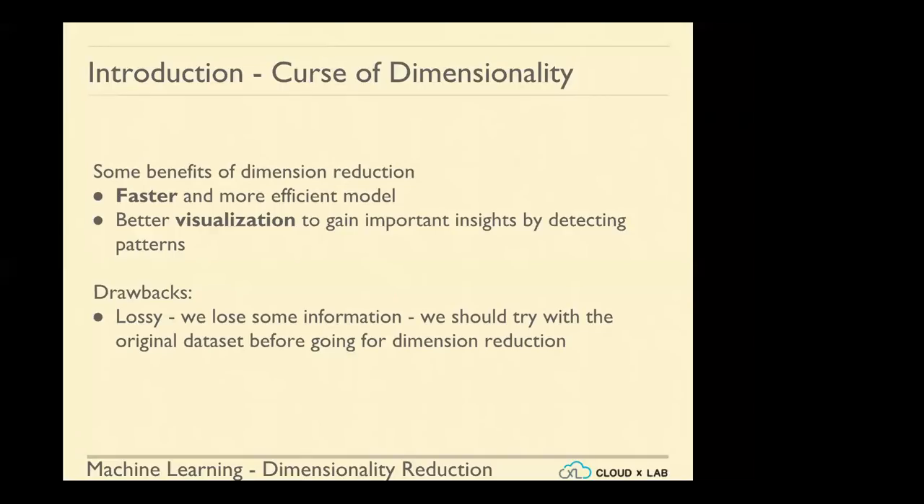The drawback is that it is lossy. We lose some amount of information, and what we will learn as part of this session is how to decrease the dimension by minimally removing the information. Whenever we look at an image, if we compress it or zoom out, as in decreasing the size, it sometimes seems to decrease the information, but in reality, it does not.